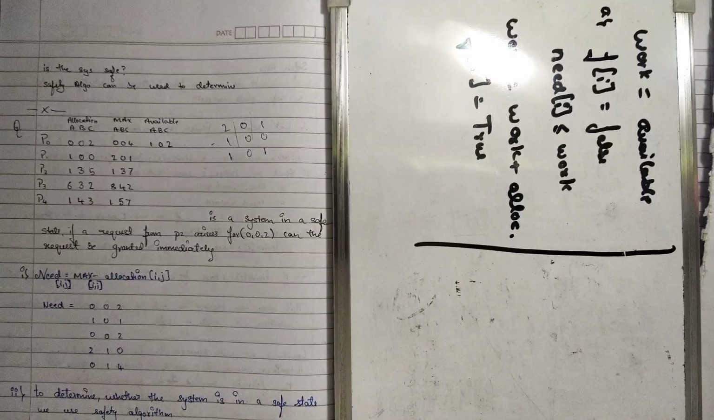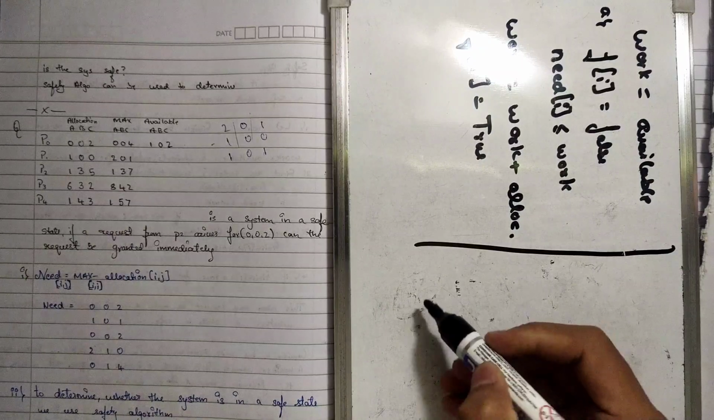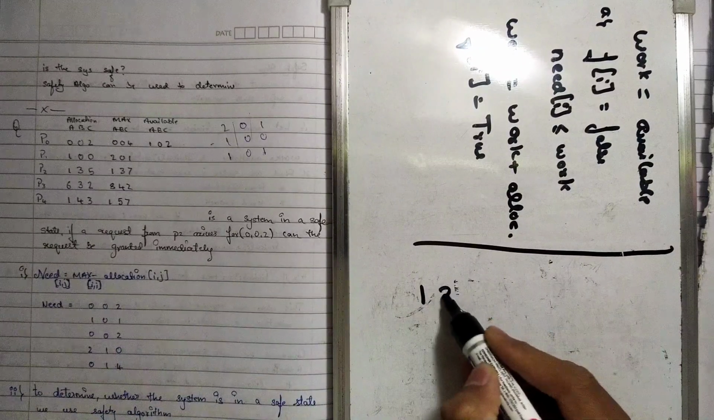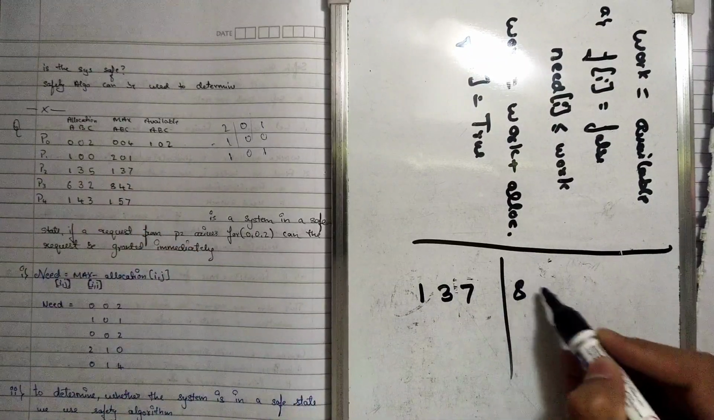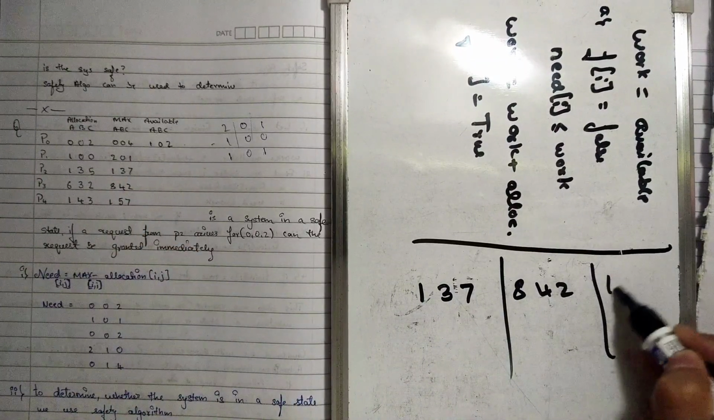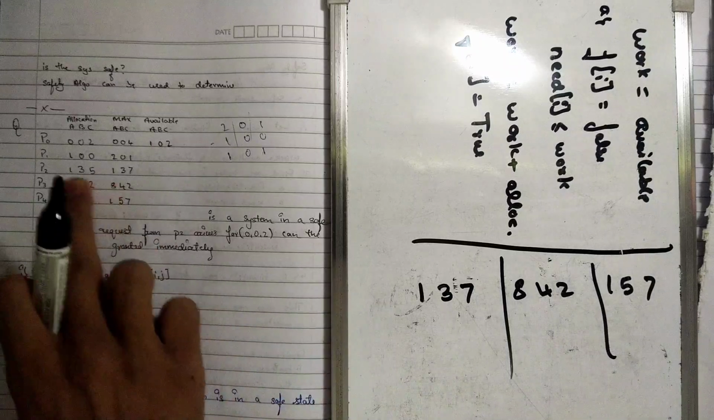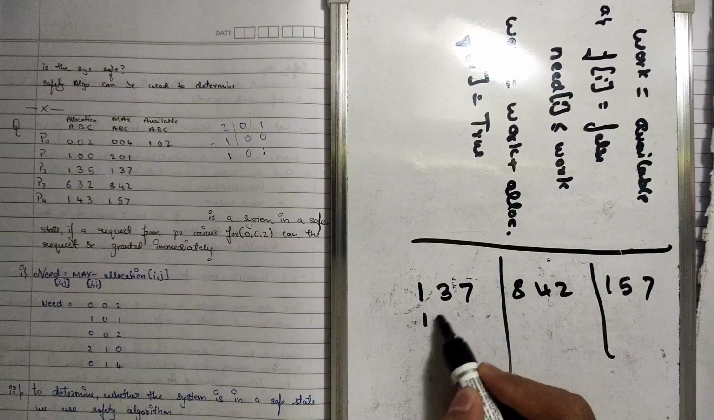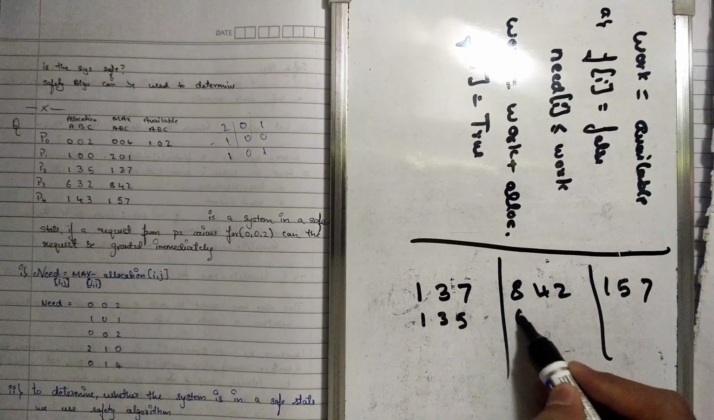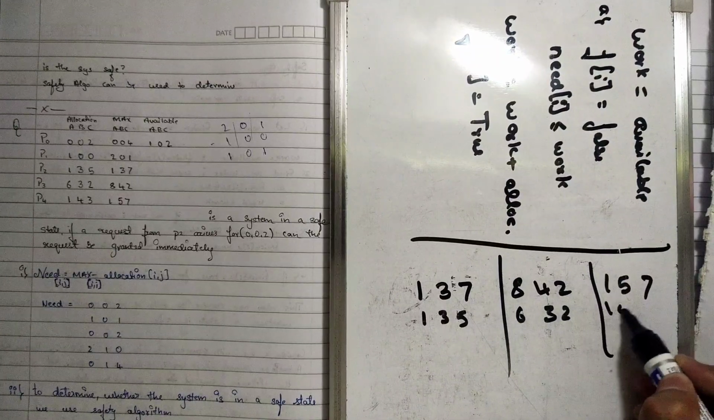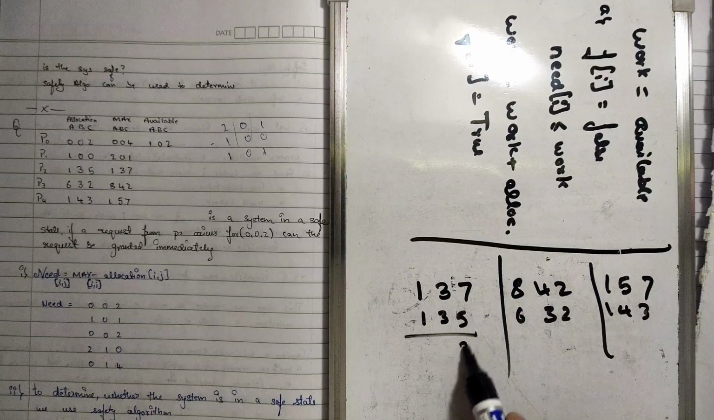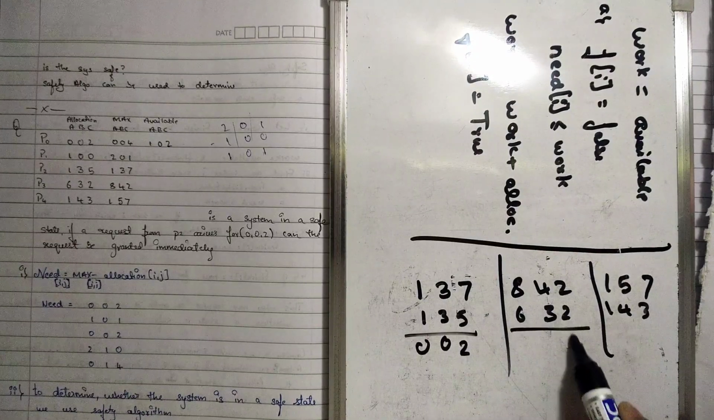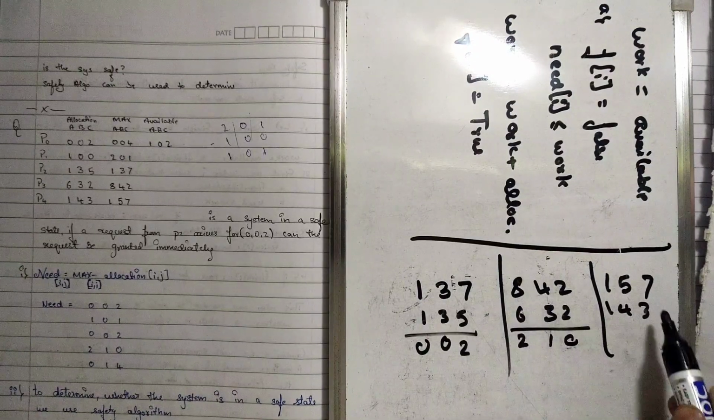So I'll just do it here once. Then here that video had got stuck, so I'll just do it again. So this 137, right? Just let me write first. Here 137 we have, 842 we have, and 157 we have. Then the respective allocation: 135, 632, 143. So this here, this 2 0 0, here 0 1, this 2.